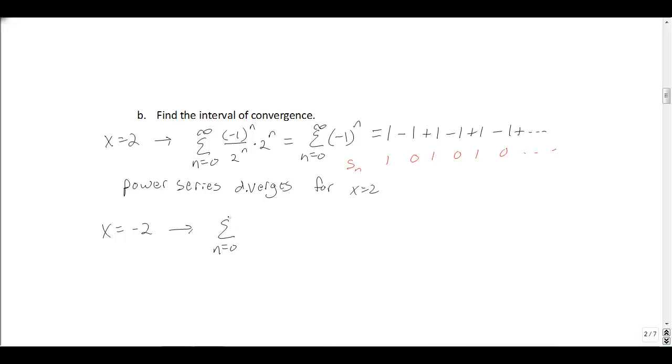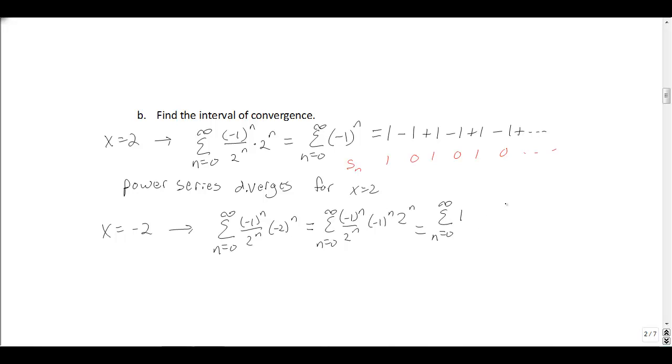Well, if I do summation n equals 0 to infinity, I get negative 1 to the n over 2 to the n times negative 2 to the n. Well, this is going to be sum n equals 0 to infinity, negative 1 to the n over 2 to the n. Negative 2 to the n I can write as negative 1 to the n times 2 to the n. Whoops, didn't really need the parentheses there. Suppose they weren't hurting anything. And then you can cancel the 2 to the n's, and you get a negative 1 to the n times negative 1 to the n. That's negative 1 to the 2n, which is just going to give us sum n equals 0 to infinity of just 1.